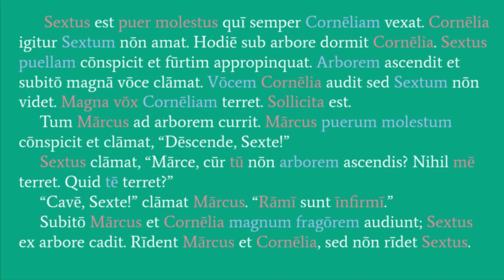And then he says, nihil me terret, nothing frightens me. Me is the direct object. I'm seeing a typo here. That shouldn't be red, it should be blue. But he's saying nothing frightens me. Quid te terret, what frightens you? Okay, so Sextus responds by saying, I'm not afraid of anything. Why are you so afraid? Why are you so scared? Is kind of what he's going for here.